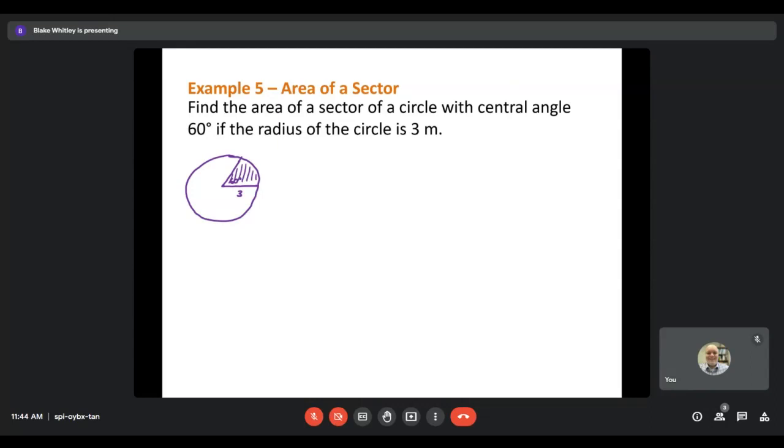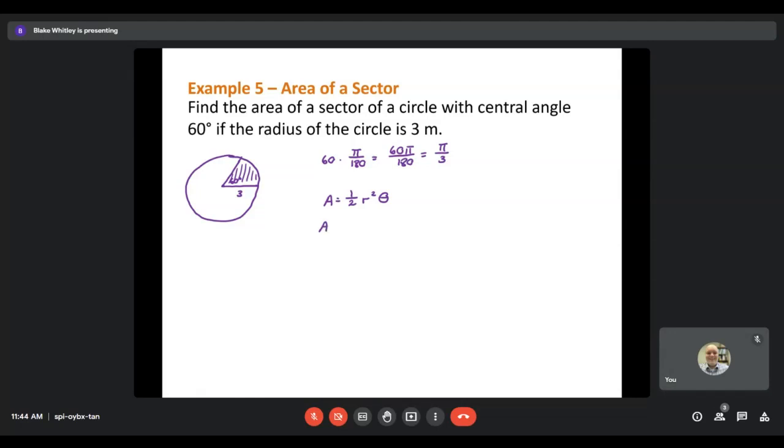Now, again, first thing we need to do is we know our theta has to be measured in radians to be able to use this formula. So I'm going to go ahead and convert 60 degrees, multiply by pi over 180. That should give us 60 pi over 180, which simplifies to pi over 3. And so now we know our theta, and so now we can go to our formula. Area equals 1/2 r squared times theta.